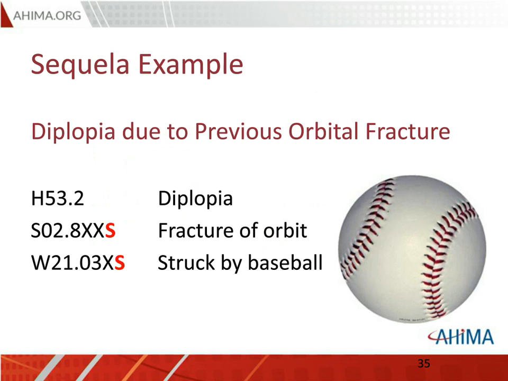We have an example here of the correct coding and sequencing. So this is a patient who was struck by a baseball. It caused a fracture of the orbit, and then after that fracture was healed up, they have a residual. So they have diplopia. So the diplopia is listed first to show what caused it. The fracture code listed second with the S. And remember that the external cause code, so what happened, is always listed, either initial or subsequent or sequela, and so we also show that they were struck by a baseball. We don't see any place of occurrence or activity here because that's not appropriate with sequela.